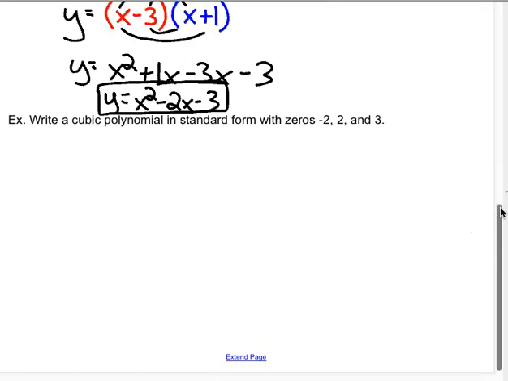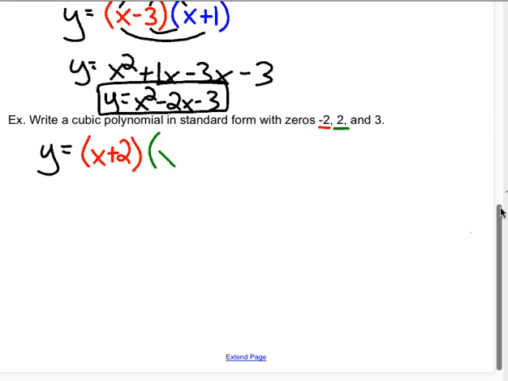And we can keep this going too. Write a cubic polynomial in standard form with zeros -2, 2, and 3. So here, same thing, just a little bit longer. To have a solution of -2, an x plus 2 would create that. Again, because if I plugged in the -2, that becomes 0.